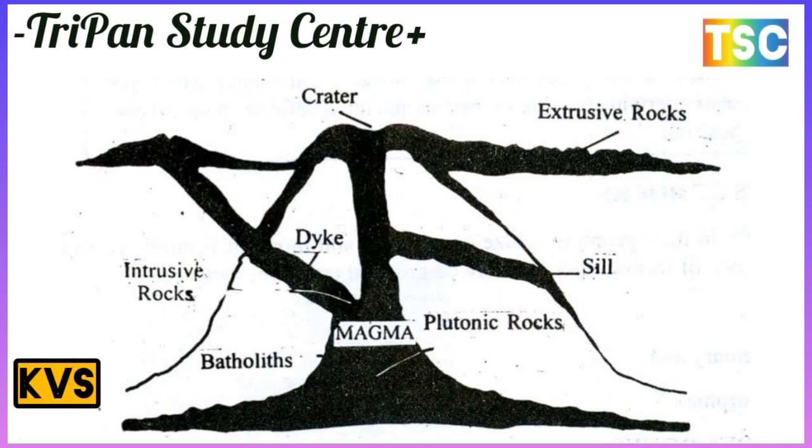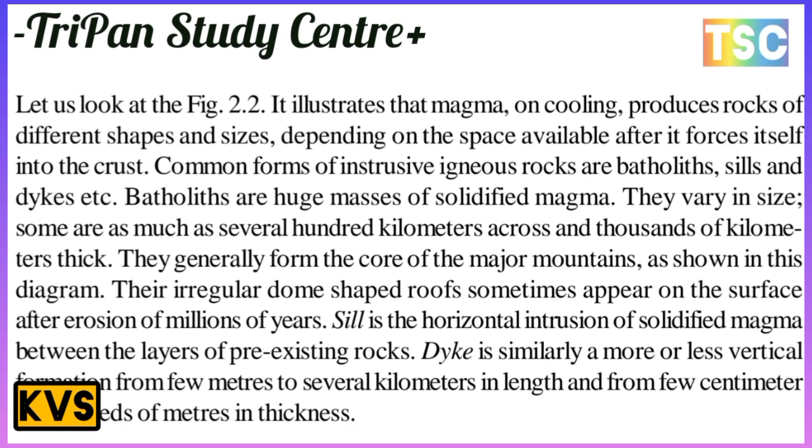The important diagram here is of igneous rock. It shows craters, extrusive rock, intrusive rock, dikes, magma, plutonic rock, sills, and basaltic rock. The figure illustrates how magma cooling produces rocks of different shape and size, depending on the space available after it forces itself into the crust. The common forms of intrusive igneous rock are batholiths, laccoliths, sills and dikes etc.